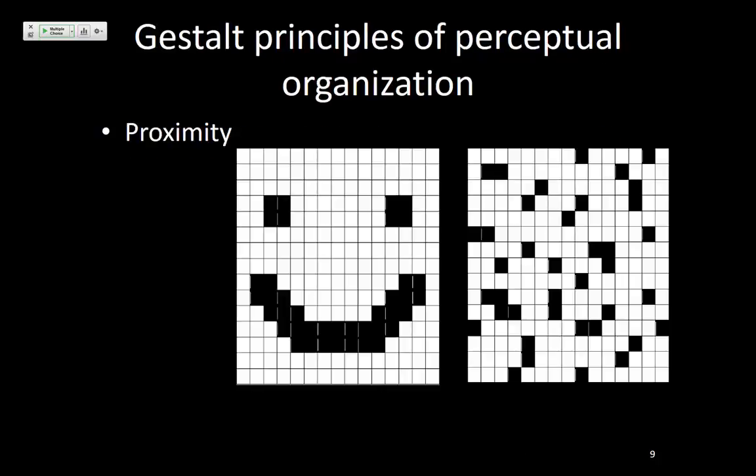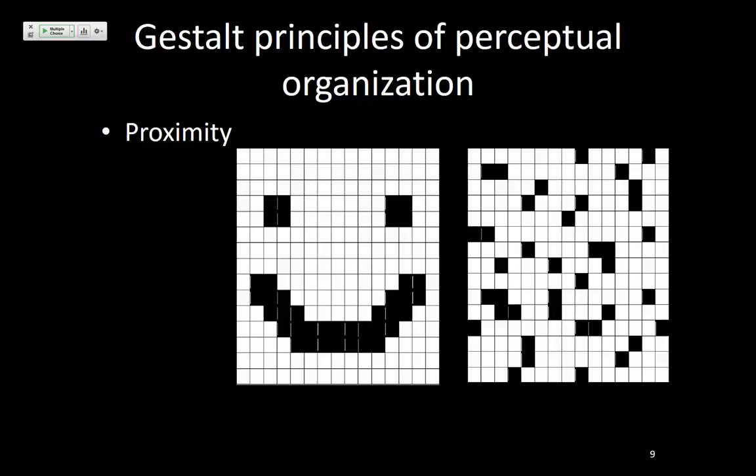So the first Gestalt principle is called proximity. The basic idea is that we group stuff based on what it's next to. When things are physically close together, we assume they are parts of a group. We tend to form items that are close together into perceptual groups.